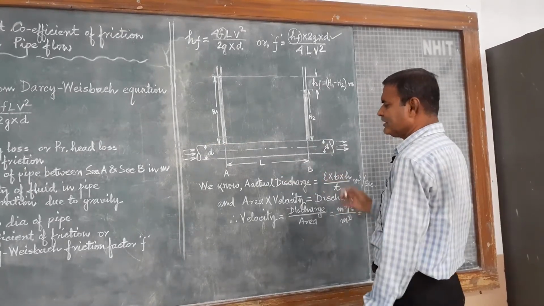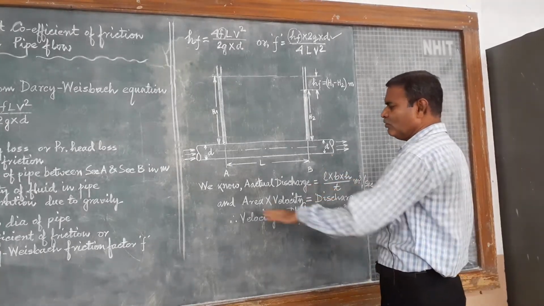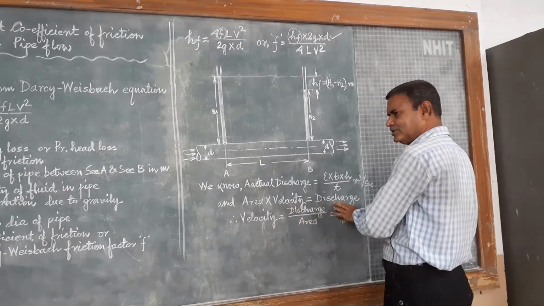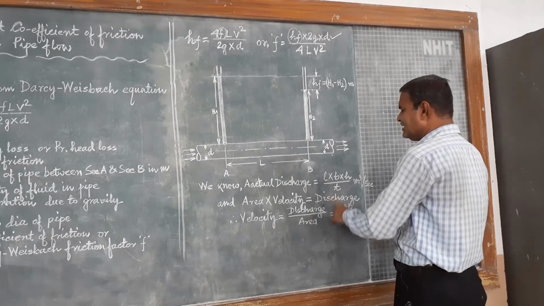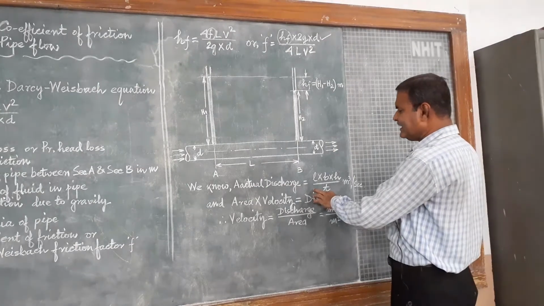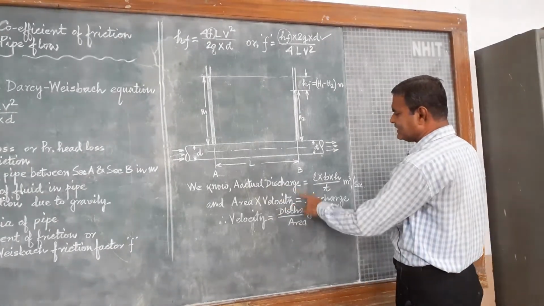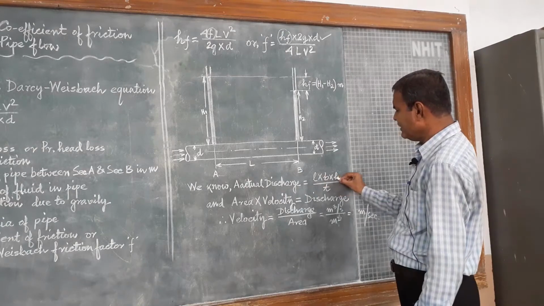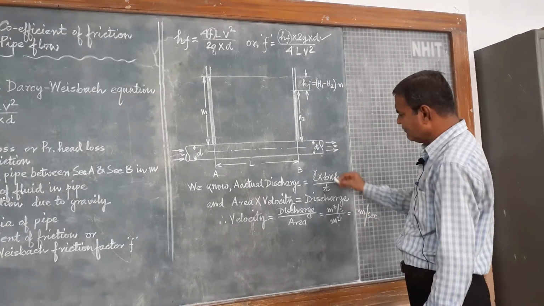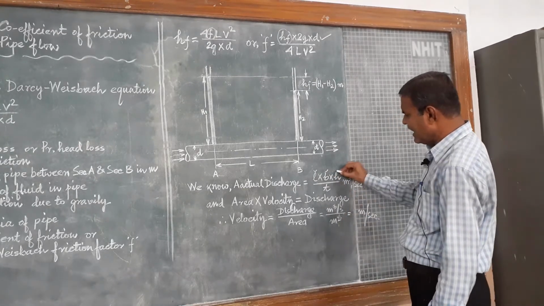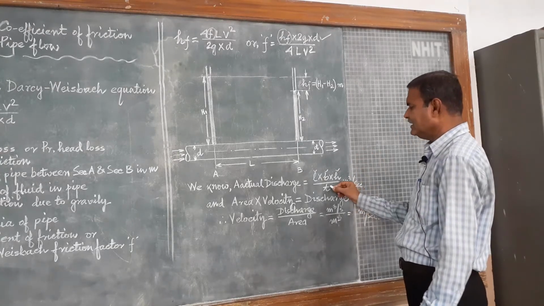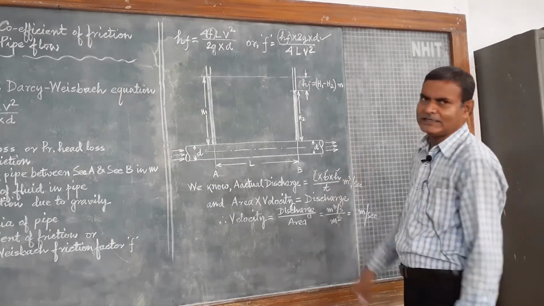It is very easy to get the velocity from the equation. We know area times velocity equals discharge. We get the discharge from the discharge measuring tank, which we call the actual discharge. It is L times B times H divided by T, where L is the length of the measuring tank, B is the breadth of the measuring tank, H is the height of the collected water in the measuring tank, and T is the time required to collect the water.